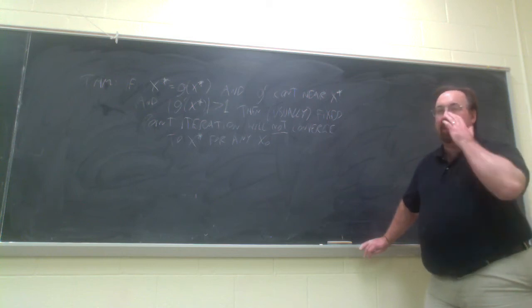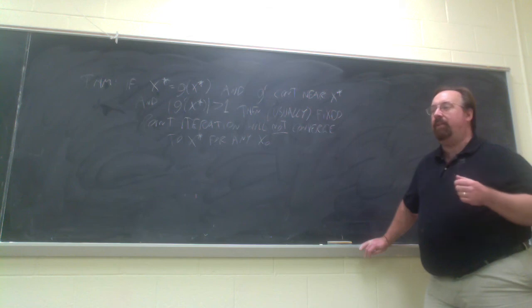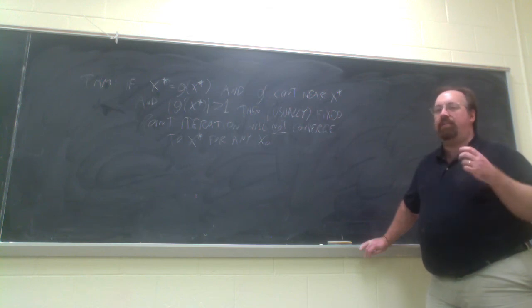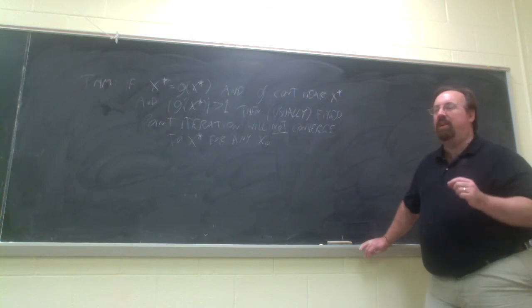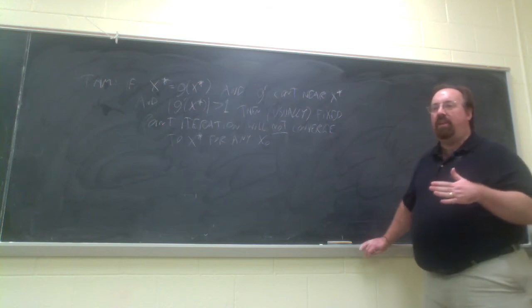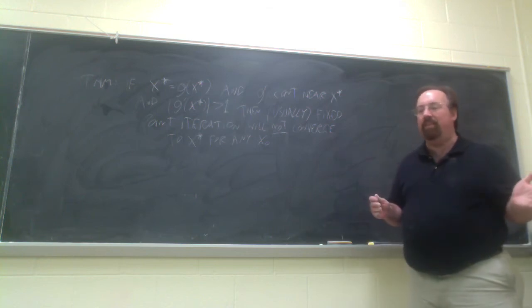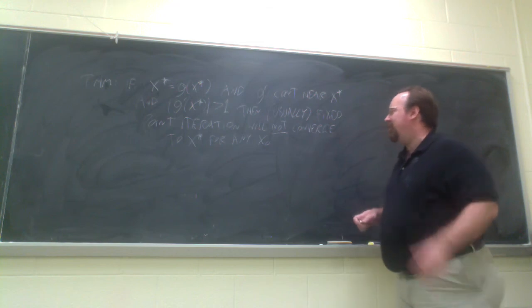So actually, we'll see an example on Thursday where we have a function that has a fixed point, the derivative is greater than 1 there, and we can plug in an initial guess that's incredibly close to that fixed point, and the iterates will still run away from it. So it's kind of maddening, actually.